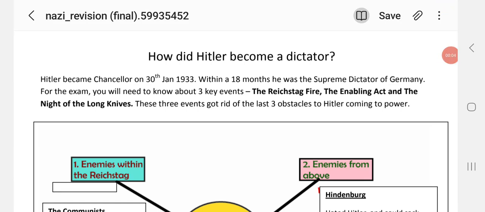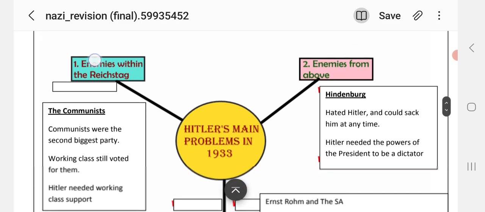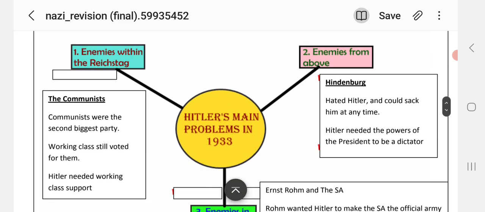Today we are looking at how Hitler became dictator. In the last video we looked at how he rose to power and the Wall Street crash. Now, Hitler became Chancellor on the 30th of January 1933. Within 18 months, he was the supreme dictator of Germany. For the exam, you'll need to know about three key events: the Reichstag fire, the Enabling Act, and the Night of the Long Knives.